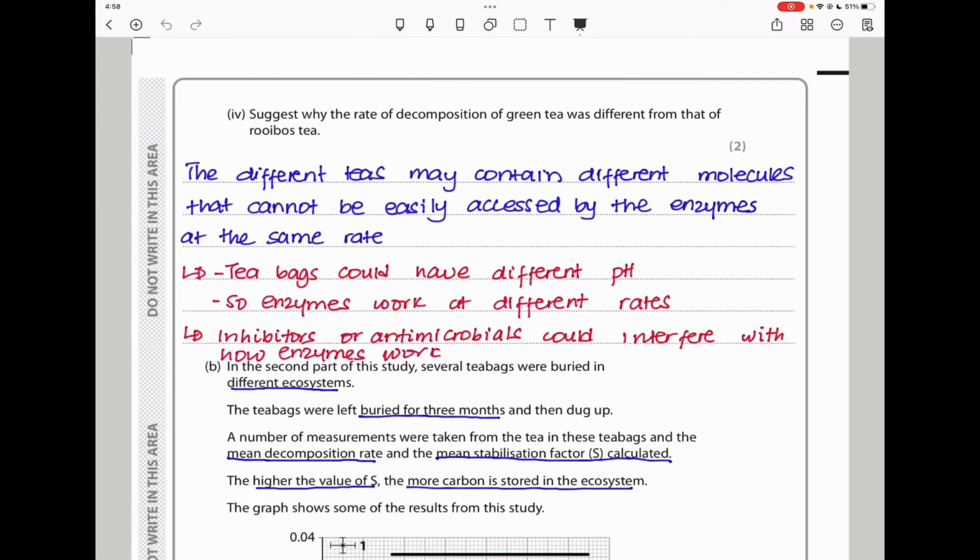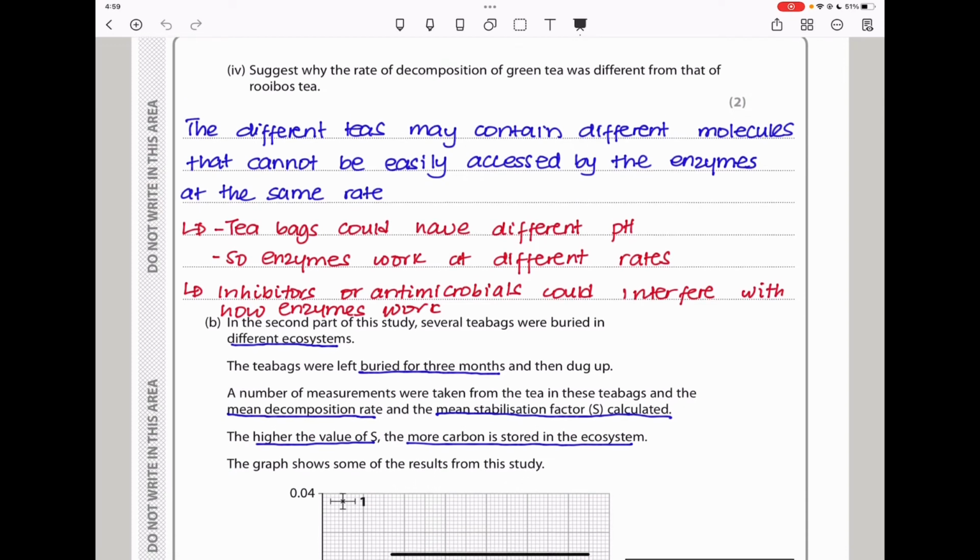Let's continue. Here they say, suggest why the rate of decomposition of green tea was different from that of rooibos tea. Now, these are different types of teas, and they could have different molecules within them that can be decomposed at different rates. So I said the different teas may contain different molecules that cannot be easily accessed by the enzymes at the same time. So that could lead to the difference in decomposition.